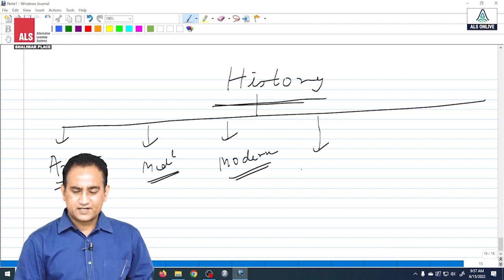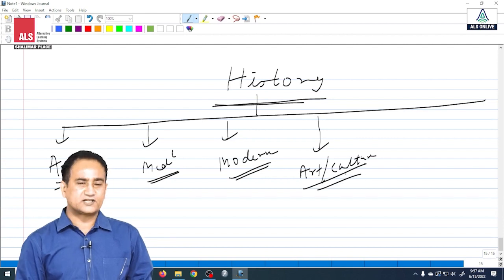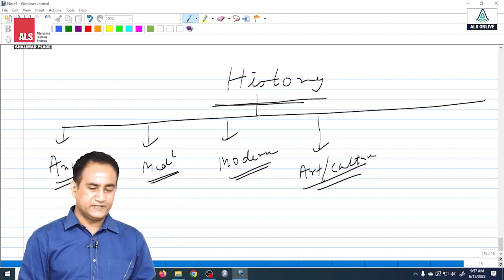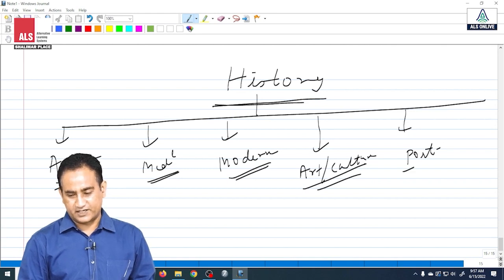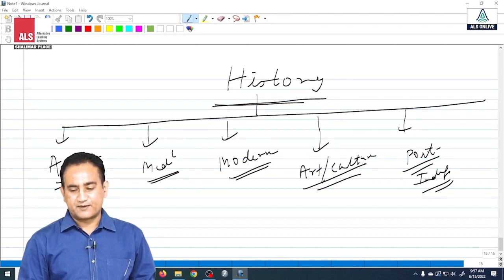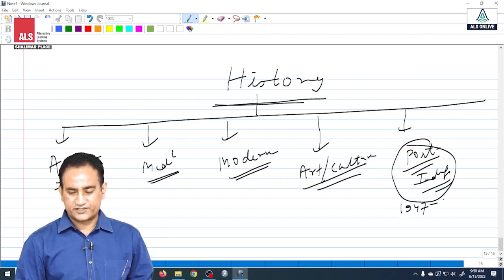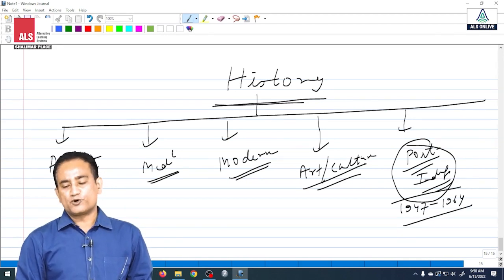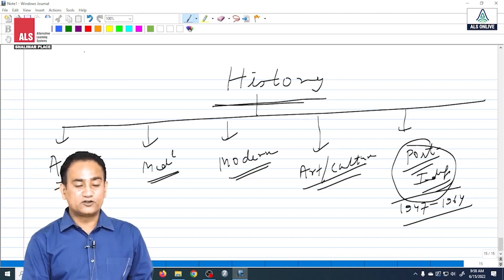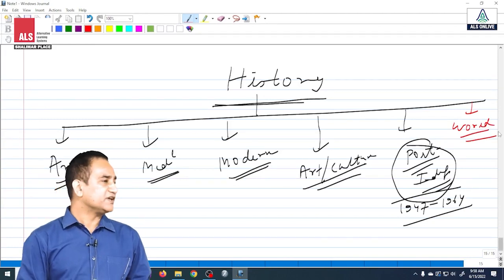Then we have art and culture also, heritage, art and culture. This component is also important for us in history. And then we have post-independence also in our syllabus. This component is also there in our history. This is probably 1947 onward, 47 to 1964, but they can ask you after that also. Fine. And then one more component of your history syllabus is world history. Is it fine?